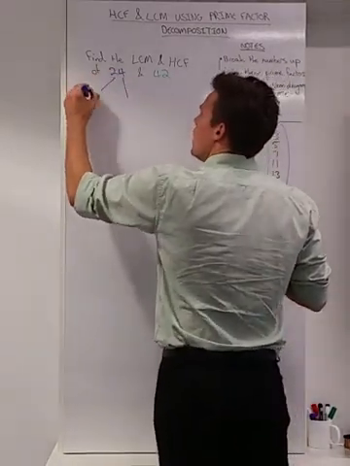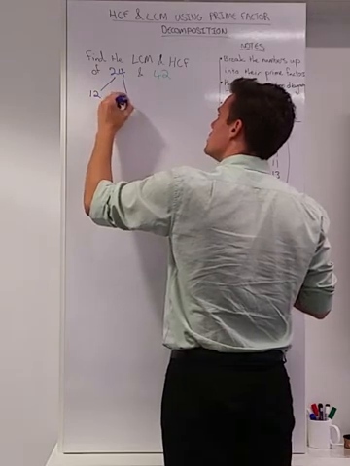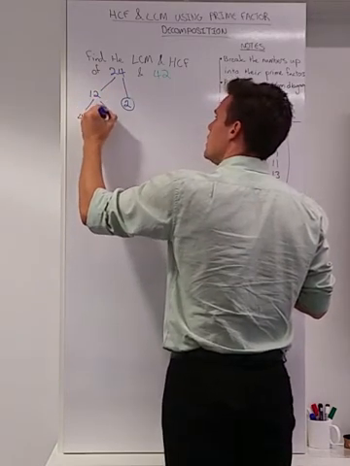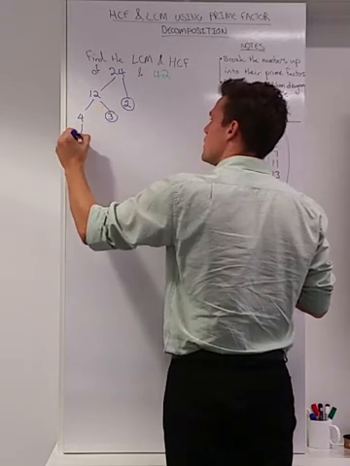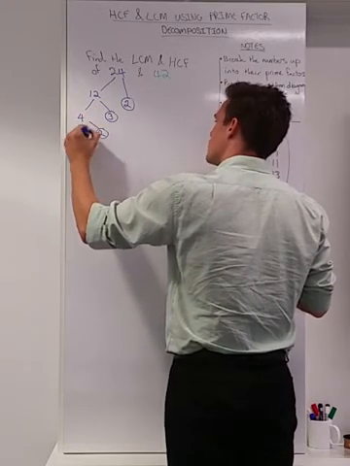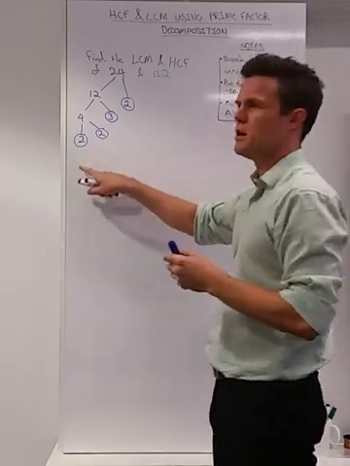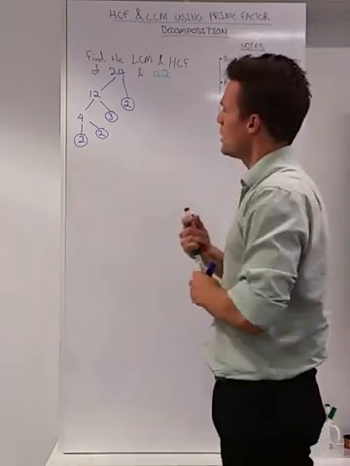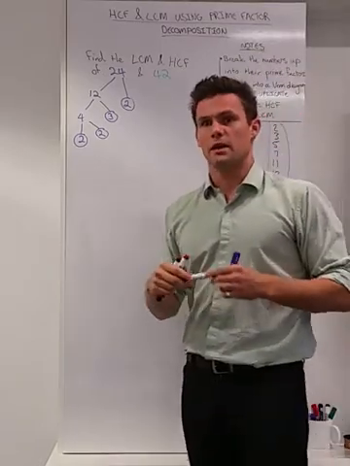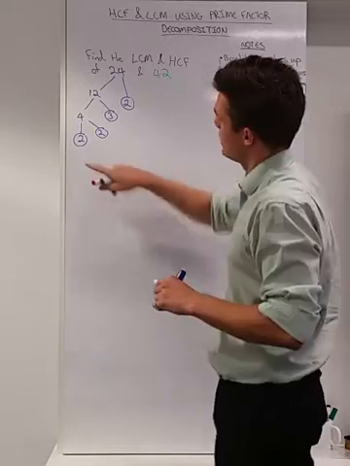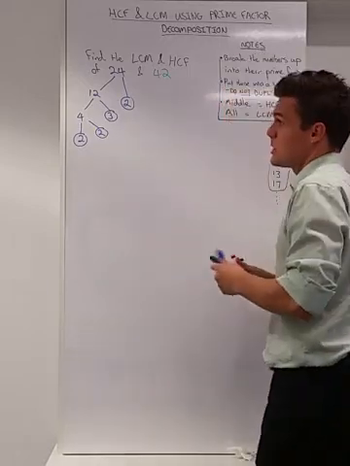So 24, I'm going to break that into 12 and 2. 2 is prime. 12 I can break down here into 4 and 3. 3 is prime, and 4 becomes 2 and 2. And I just keep going. Now, obviously, I could technically keep going and make that 2 and 1, and then 2 and 1 and 2 and 1, but we don't usually count that in our prime factor decomposition, because basically it's endless.